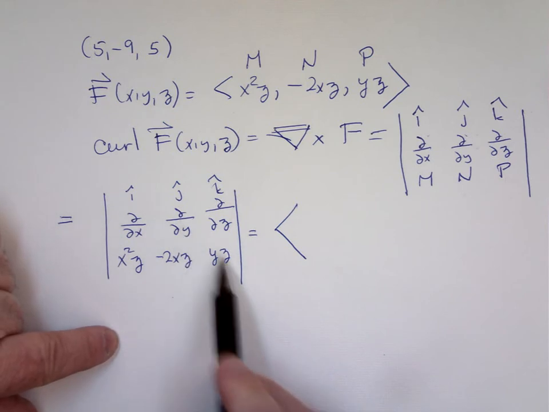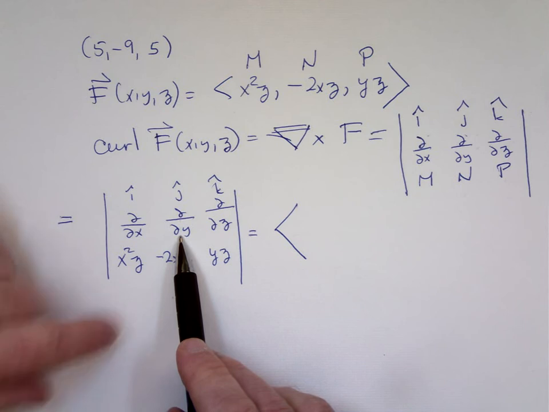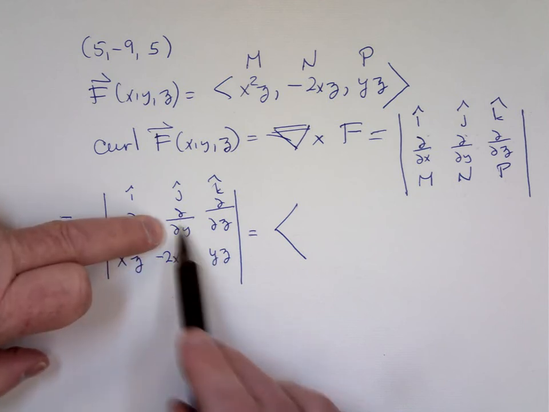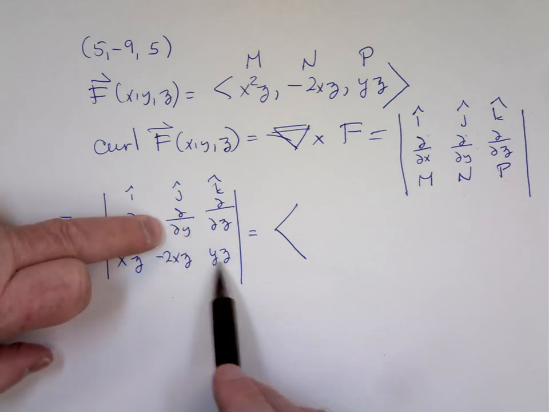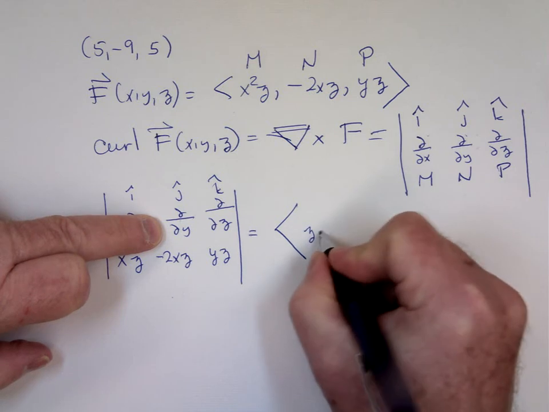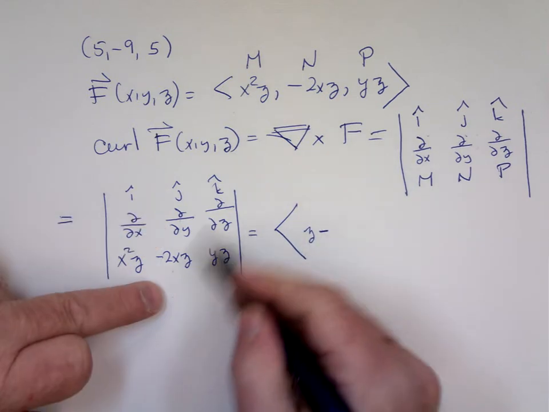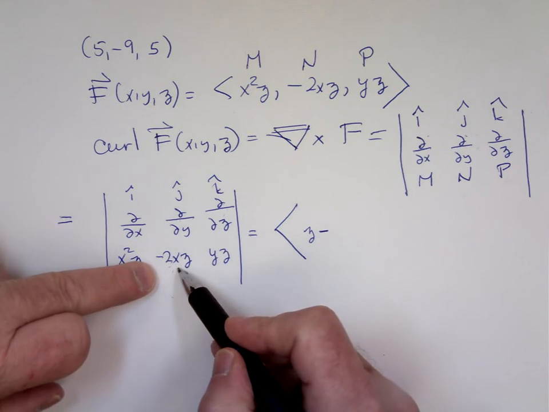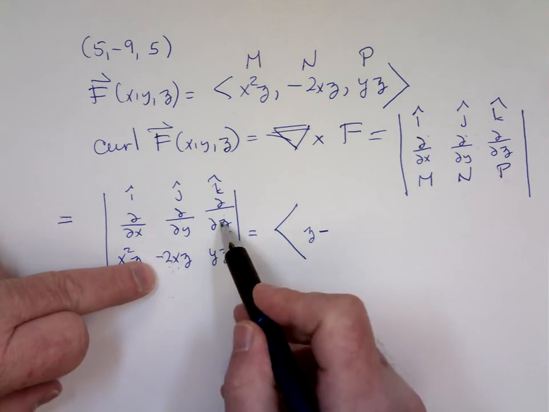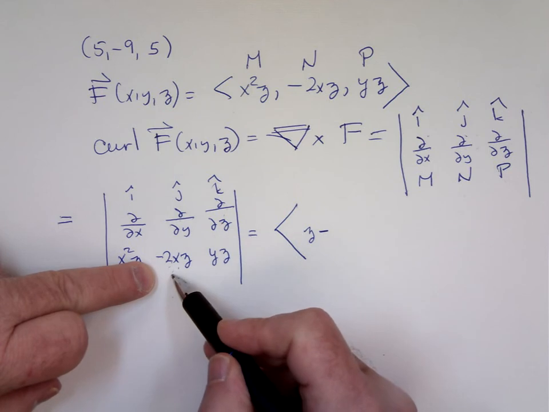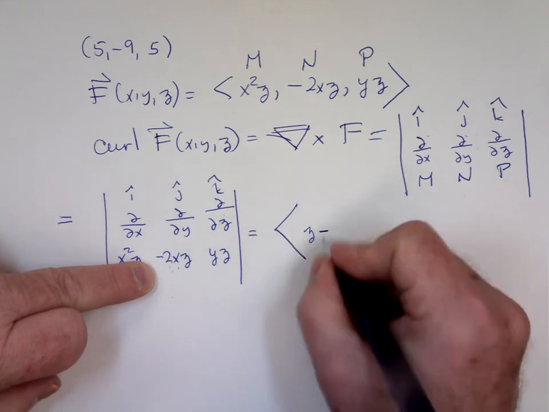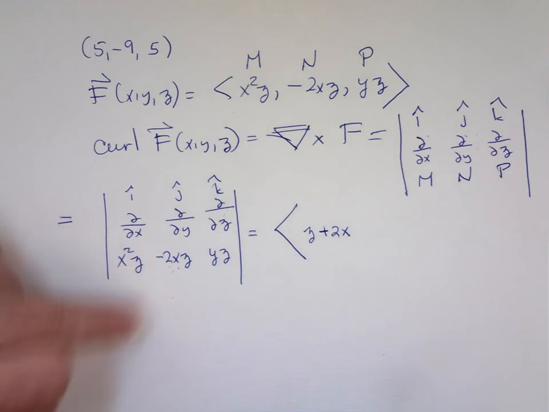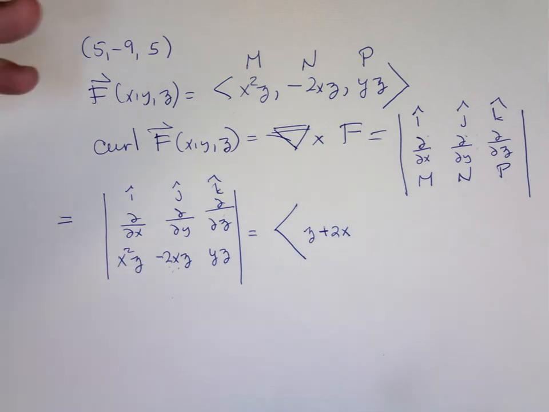Now, this way, we're going to take the partial of yz with respect to y. What's that partial derivative? Z. Minus, now we do this one. We take the partial of negative 2xz with respect to z, and we get negative 2x, so it's going to be plus 2x. At that point, immediately, you could stop. It's not conservative.